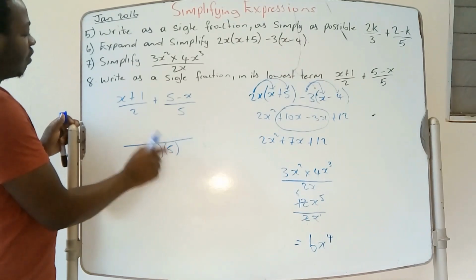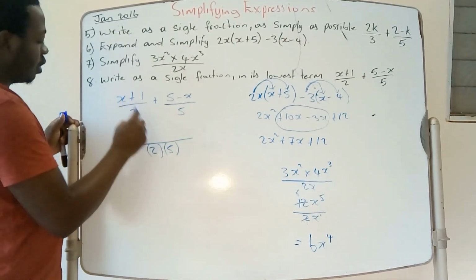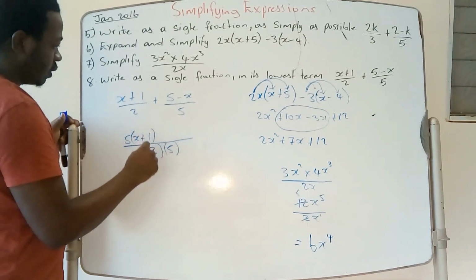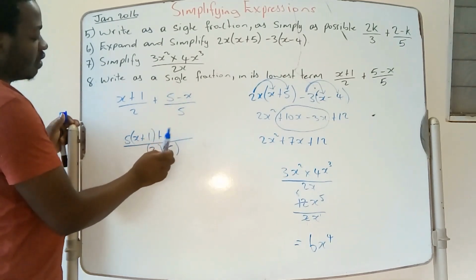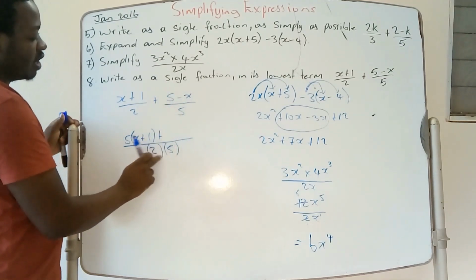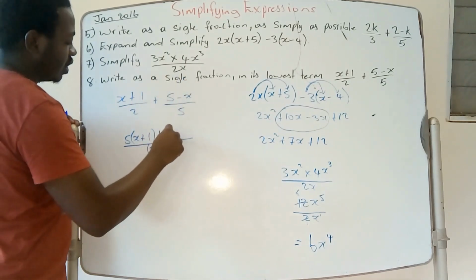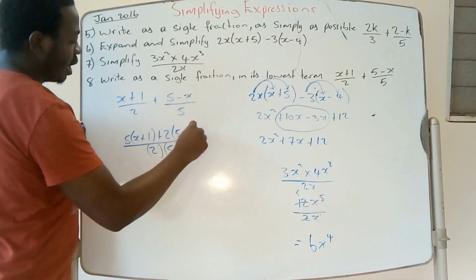So you're going to take this 5 to multiply the numerator, so it's going to be 5 times all of the numerator in brackets, which is x plus 1, plus 5 into 2 times 5. The 5 will cancel out 5, leaving you with 2. You're going to take this 2 to multiply all the numerator, so this is going to be 2 times all the numerator, which is 5 minus x.